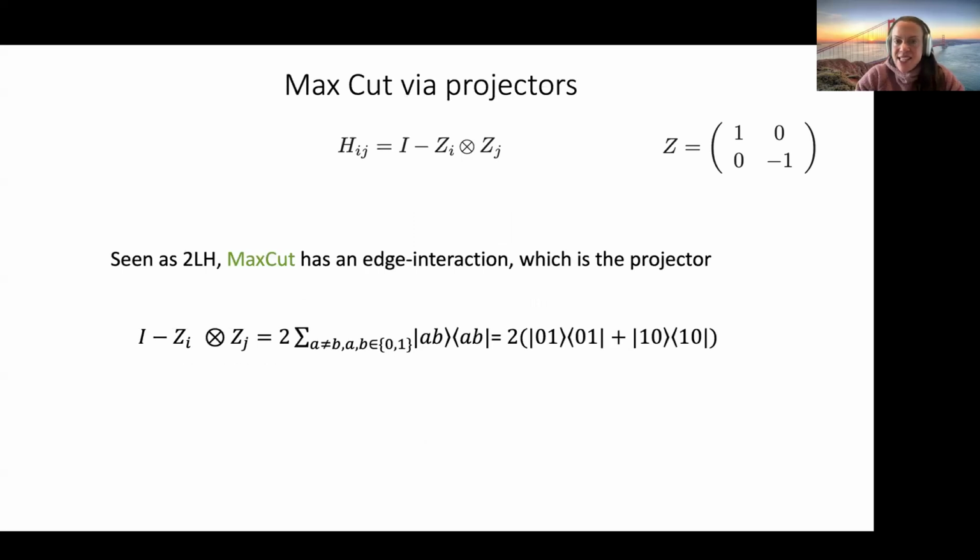There is yet another way to see this that's going to be useful when we generalize to the quantum computing world. Seen now as a 2-local Hamiltonian problem, that's what I mean by 2LH, the classical max cut problem has an edge interaction, meaning this matrix I minus Z_i tensor Z_j can be written as the sum of these 2 projectors. These project to the opposite states, basically. So I can write this matrix as identity minus the tensor of the Paulis, or I can write it as 2 times this projector onto what we call the antisymmetric space. This is just a very simple calculation. And for those who don't know the bracket notation, this is outer product. So these 2 are rank 1 matrices that are given by the outer product of this vector and this vector.